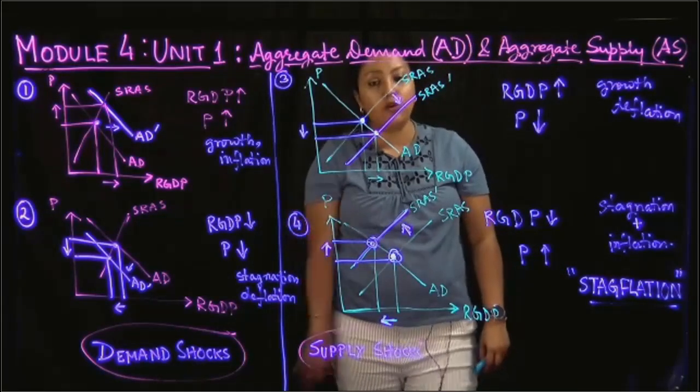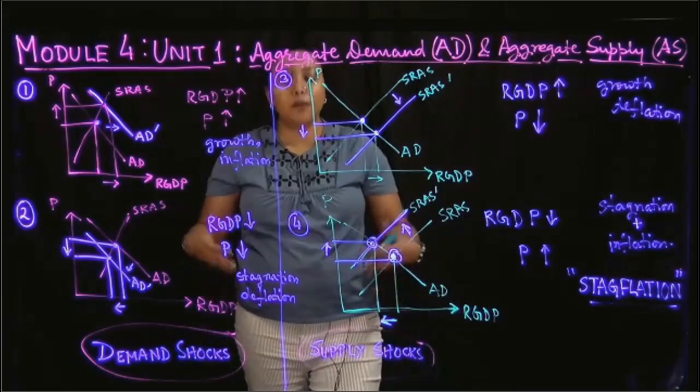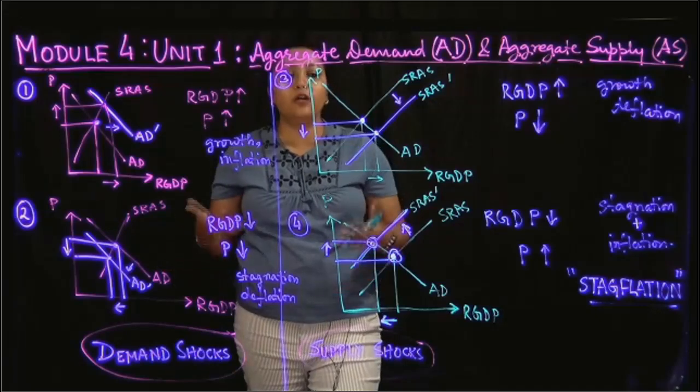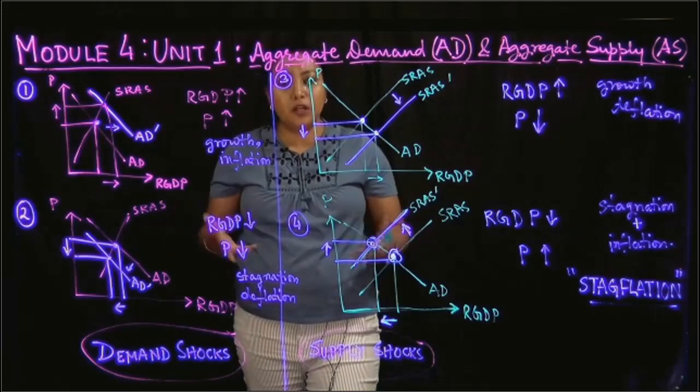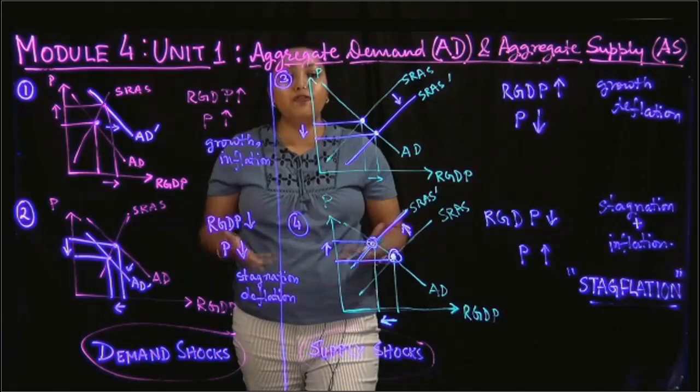Now in the next video, we will see how the adjustment of the economy from any short-run equilibrium to the long-run equilibrium takes place. In other words, how the recessionary or inflationary gap is removed from an economy.